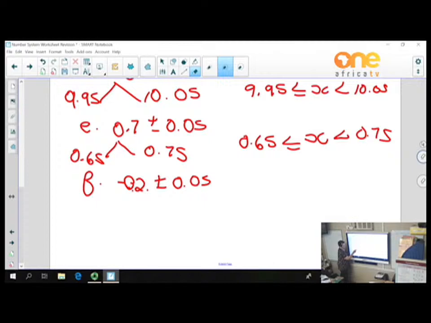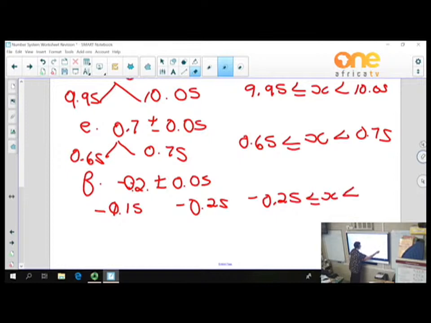Then you go back to this one. So it is negative 0.15 and negative 0.25. Which one is now the smallest one? Look at this one. Be careful here. This is the smallest one: negative 0.25 is less than or equal to x, which is less than negative 0.15. So now this is the smallest number, because it's a negative number, we should look at that.